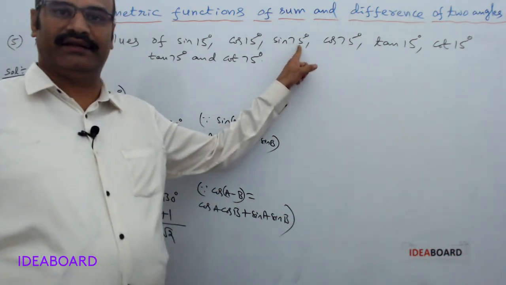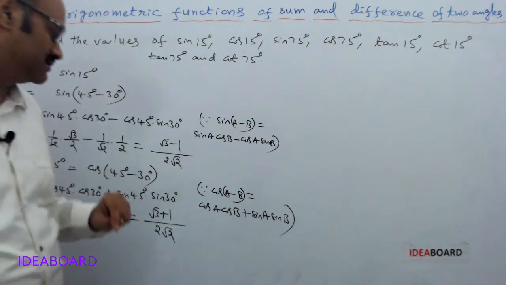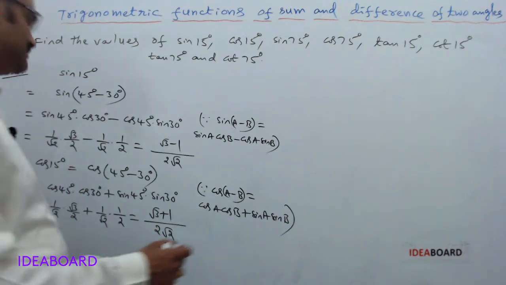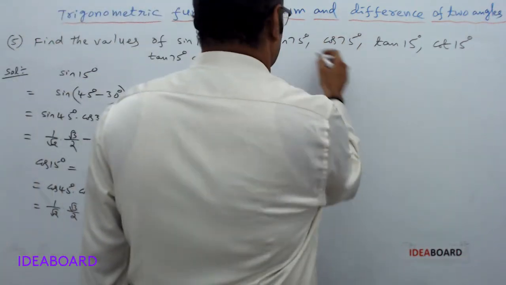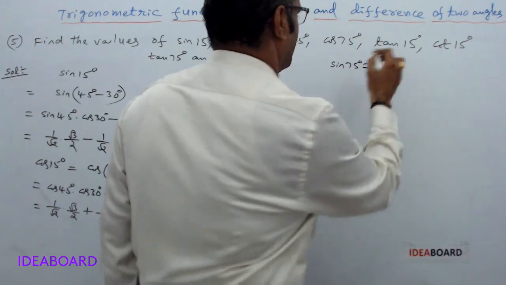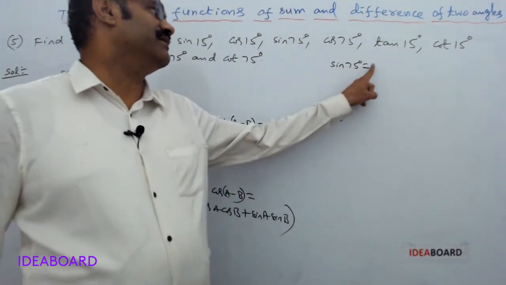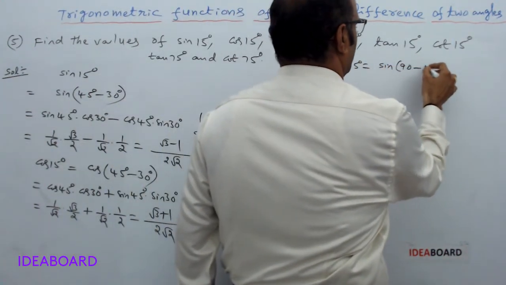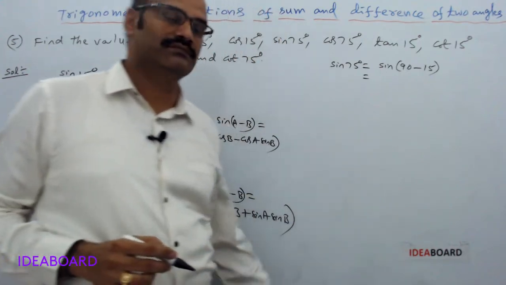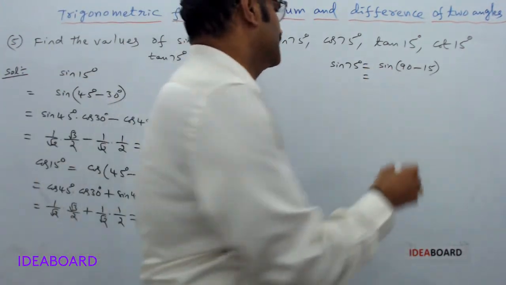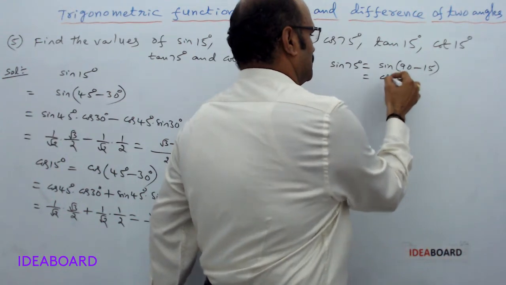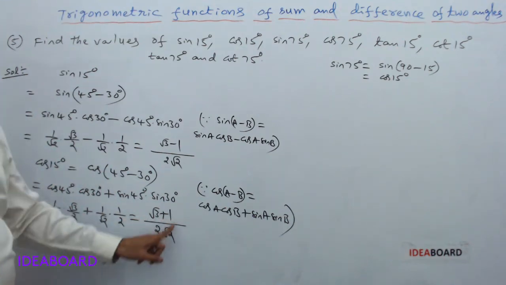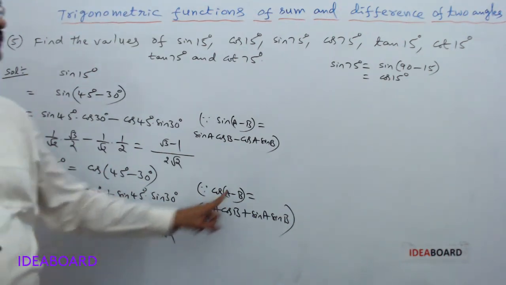Now, sin 75 degrees. Here we already have cos 15 degrees. Sin 75 degrees can be taken as sin of 90 minus 15 degrees, which is equal to cos 15 degrees. So we already got cos 15 degrees equal to root 3 plus 1 by 2 root 2.